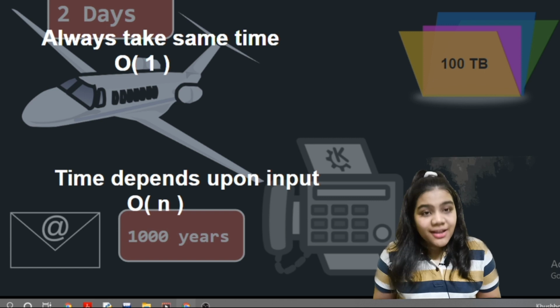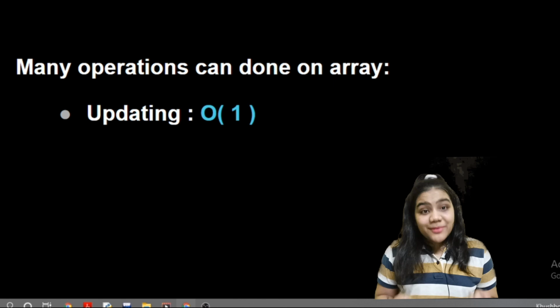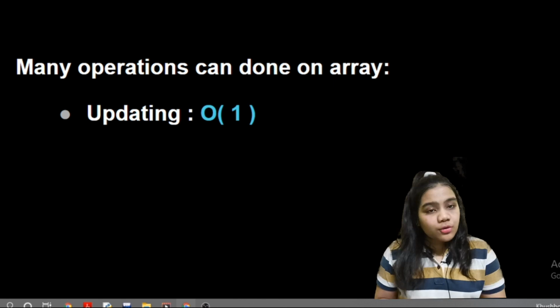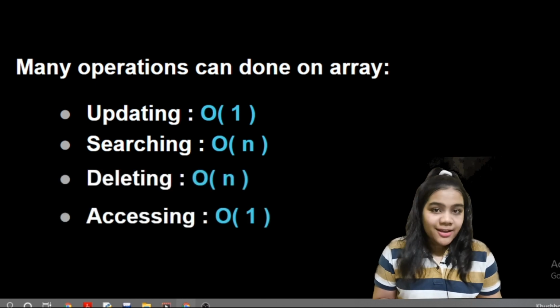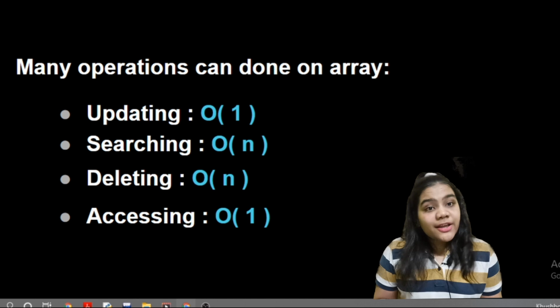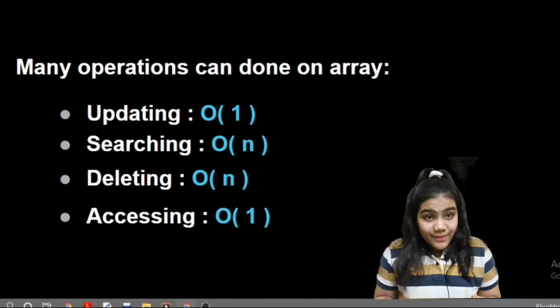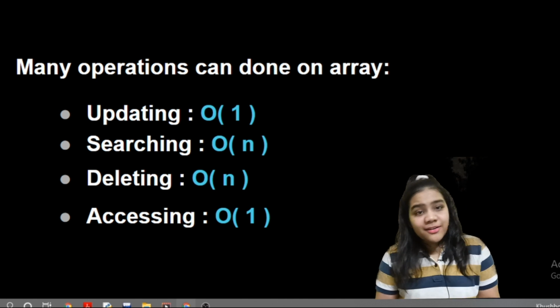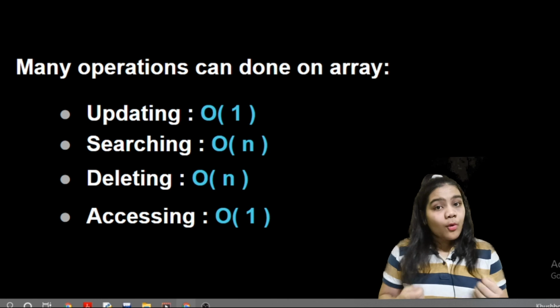Now back to the array. There are many operations that we can do on an array. Like updating an array, we just have to go to that index and change its value. Or accessing an array, when we have to find the value at any index. But if we are searching in an array, it will take O(n). The best case will be finding it in the first go, but the worst case complexity will always be O(n).